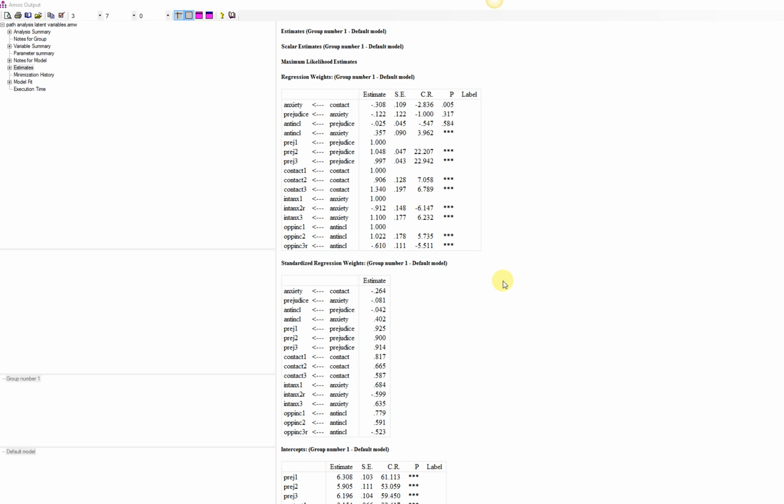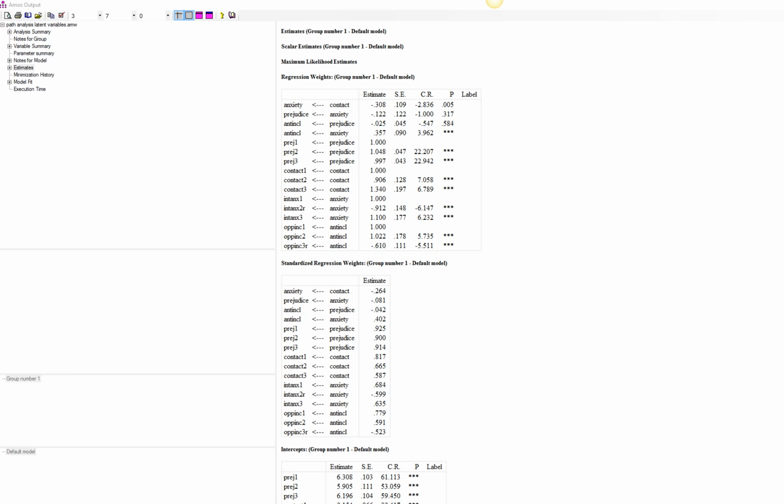Like I said, our model fit statistics suggest we have good global fit to the data, but clearly, the path from anxiety to prejudice is not significant. The path from prejudice to anti-inclusiveness was also not significant. So, in theory, those might be considered paths that we might prune in the future. Let's, for argument's sake, prune them out just to see what happens: anxiety to prejudice and prejudice to anti-inclusiveness.